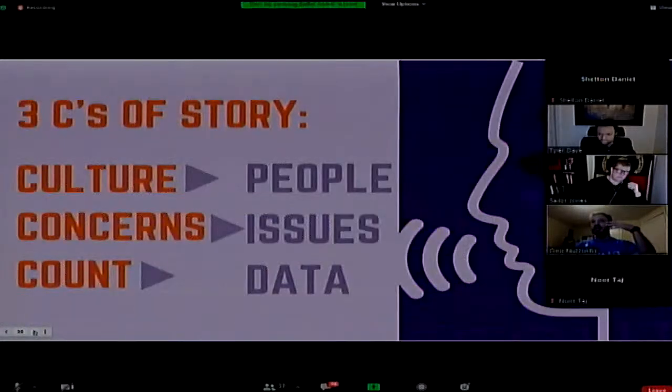Now, when you're creating your story and you're talking about your community, the way we break this down is we think about the 3 C's. We think about culture, we think about concerns, and we think about count. Culture is what I've been talking about so much. It's about the people in your community. It's a shared history. It's a shared language. It's about shared values. Culture is all about people.